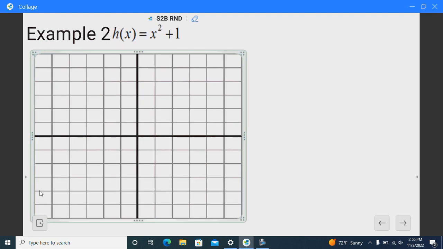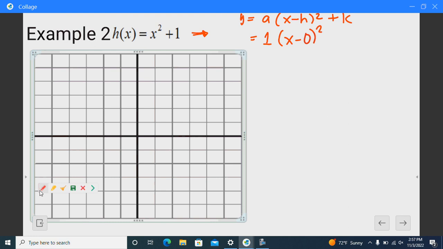Example number 2. We have there h of x is equal to x squared plus 1. So let's make it, always remember that y is equal to a times x minus h squared plus k. So therefore, what's our a? We don't know our a because, no, a is an invisible 1. So what would be the x squared? That should be x minus 0 squared plus 1.